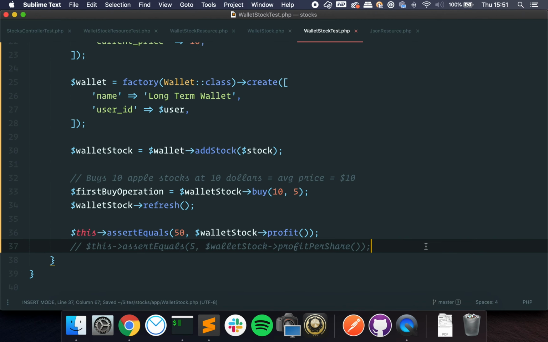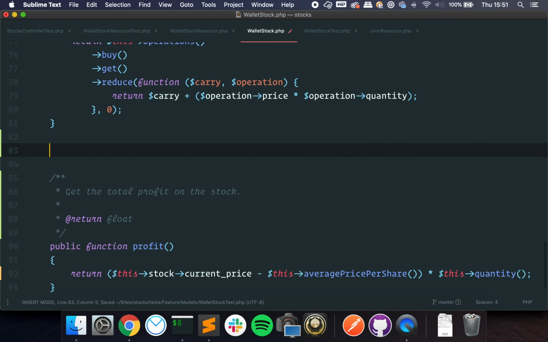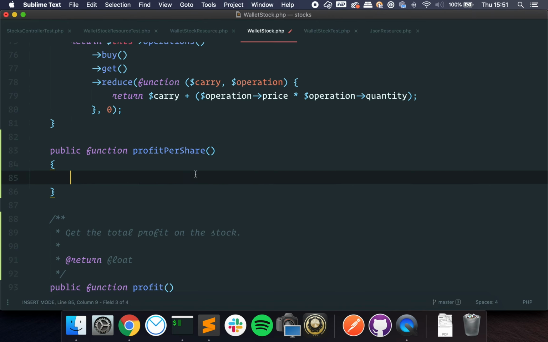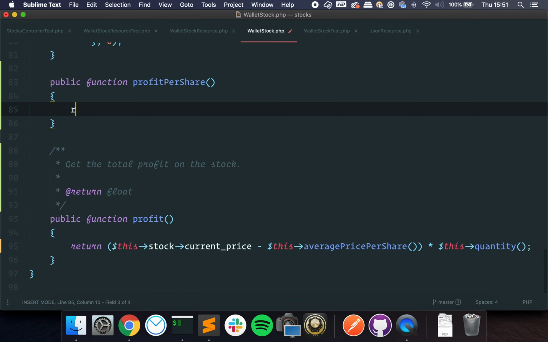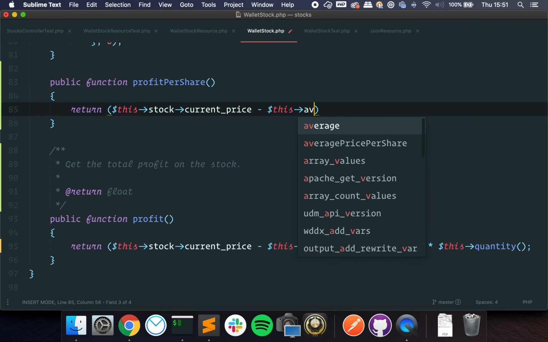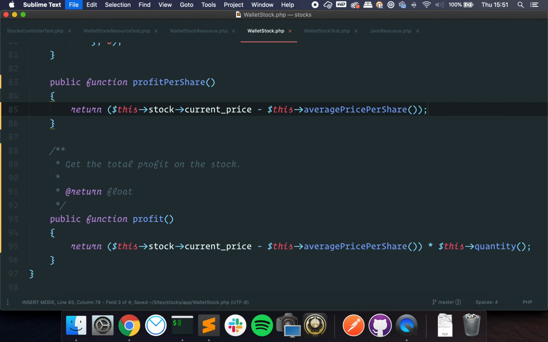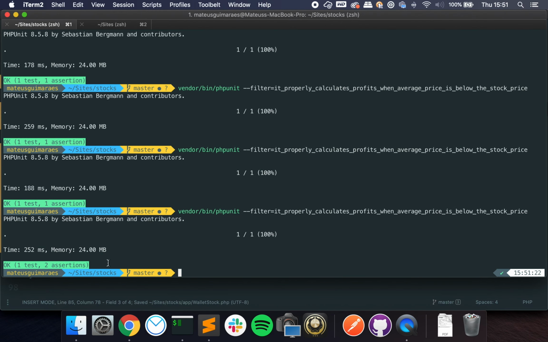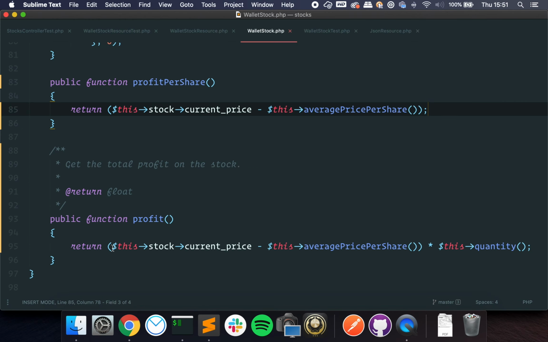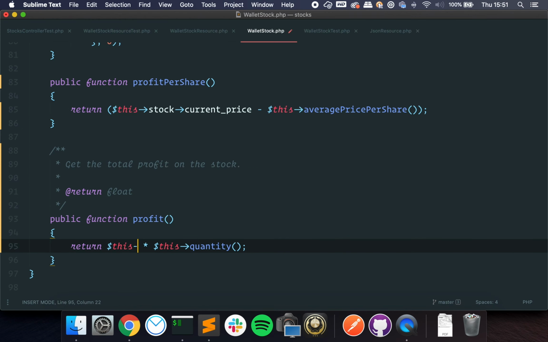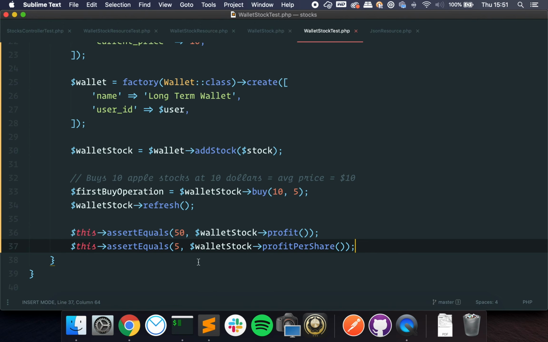Okay, so we also want to know the profit per share. It should be 5, so let's add this method. Profit per share. So we just say stock current price minus average price per share. That should be correct, right? Okay, it works. And now we can refactor this a little bit. We can just say profit per share times the quantity. Let's run this. Okay, cool. So we have the test passing. We see what we expect.